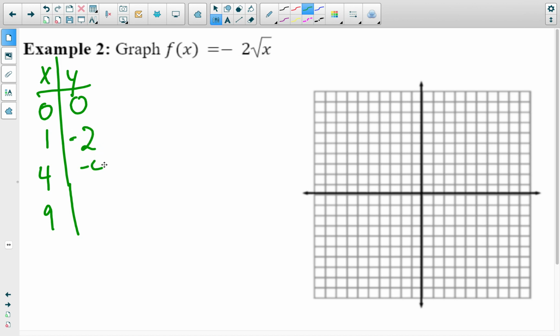All right, and then we'll end up with ordered pairs, such as this: 0, over 1, down 2; over 4, down 1, 2, 3, 4; over 9, down 1, 2, 3, 4, 5, 6.